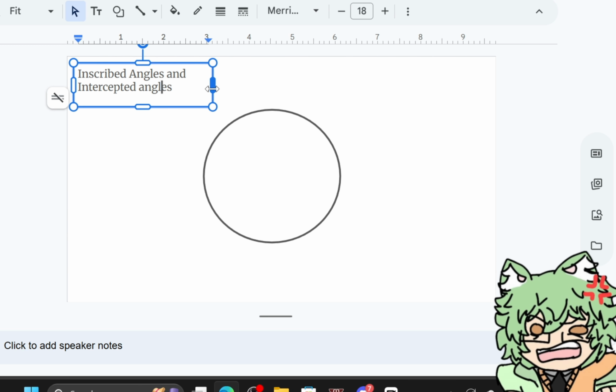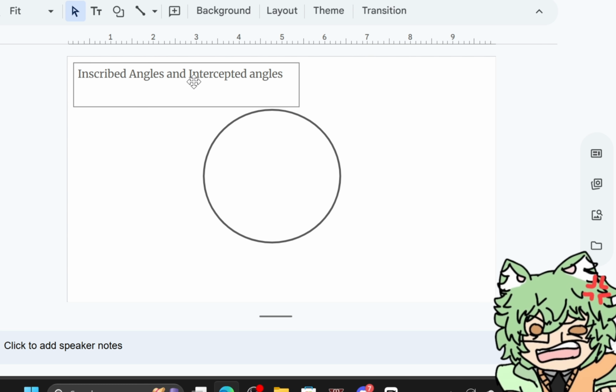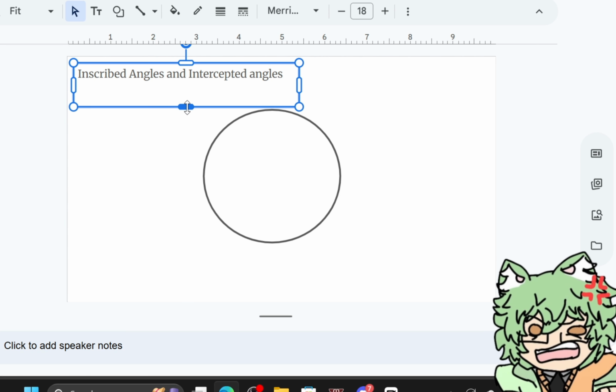Inscribed angles and intercepted angles. They might not seem like familiar terms to you, or either you're not paying attention in class, it's either one, or you're snacking.